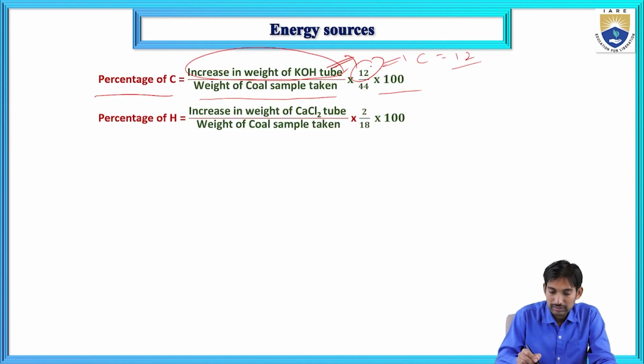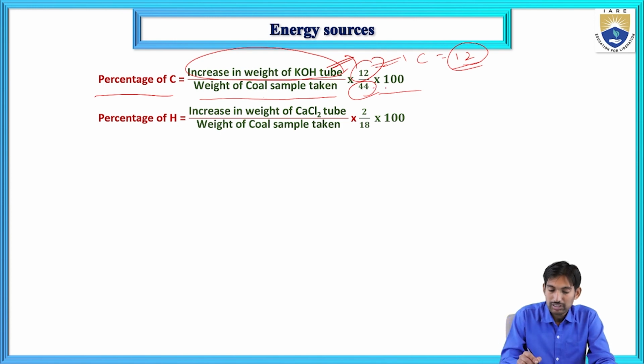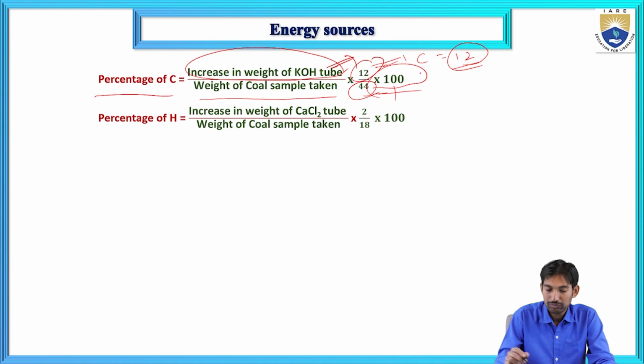This 12 is the carbon weight, 12 grams. The 44 is the weight of the carbon dioxide. The 100 is for percentage, so we have to multiply with 100.